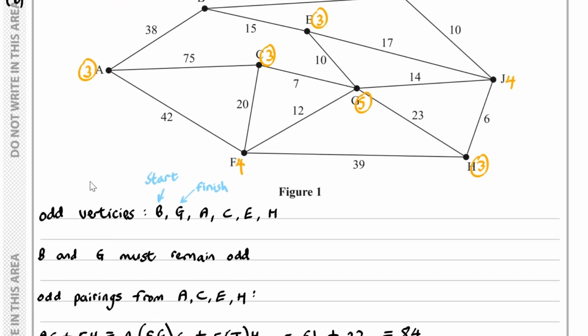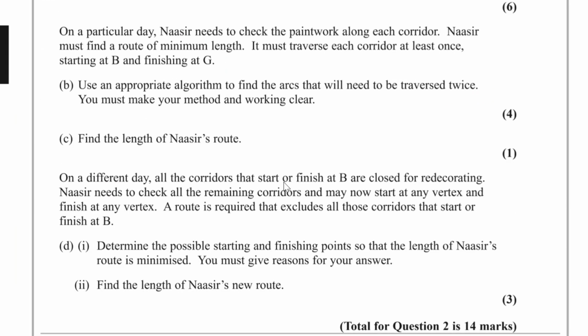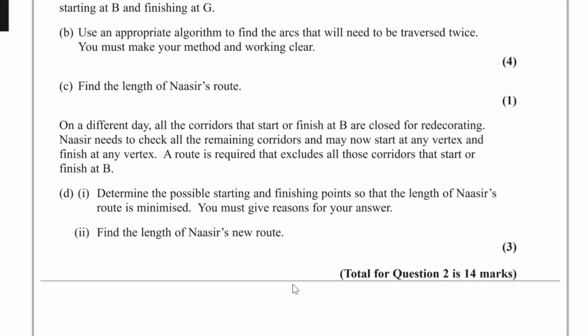And now for part D. On a different day, all the corridors that start or finish at B are closed for redecorating. NASA needs to check all the remaining corridors and may now need to start at any vertex and finish at any vertex. A route is required that excludes all those corridors that start or finish at B, and we have to determine the possible starting and finishing points so that the length of NASA's route is minimized. You must give reasons for your answer, and then we have to find the length of NASA's new route.